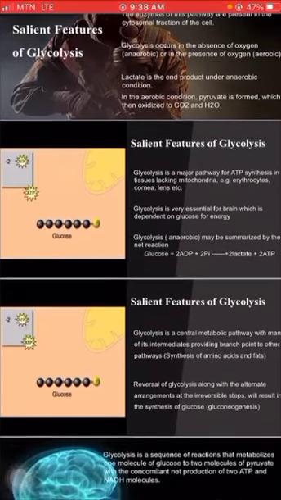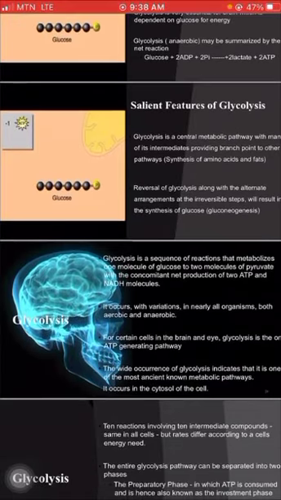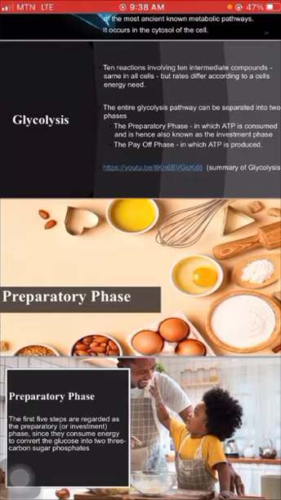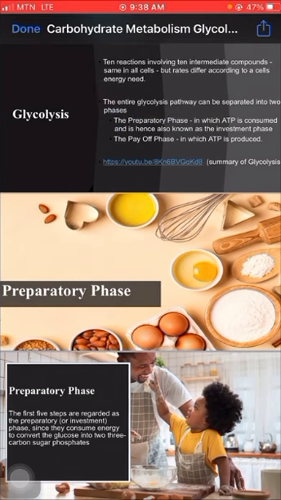So those are the important things that you have to know. Now let's move straight to the steps in glycolysis. We have 10 steps in glycolysis, and these 10 steps are divided into two phases. We have the preparatory phase and the payoff phase.